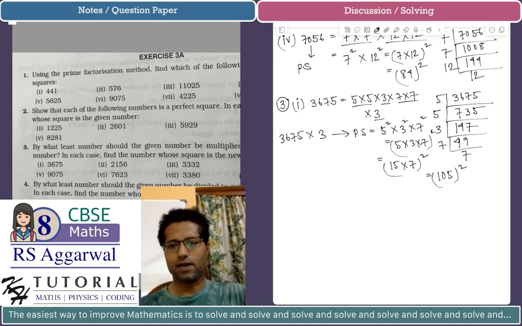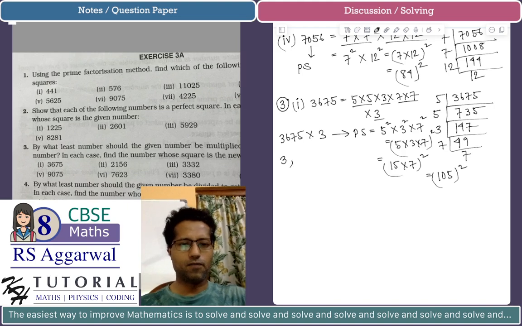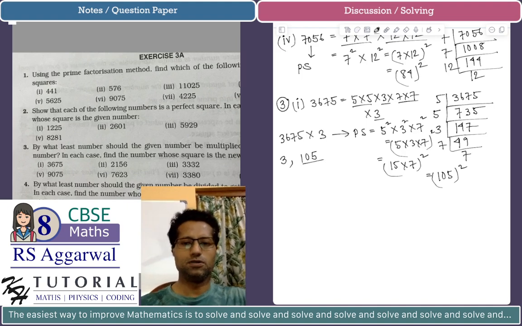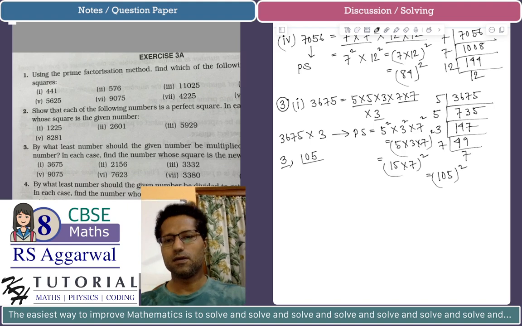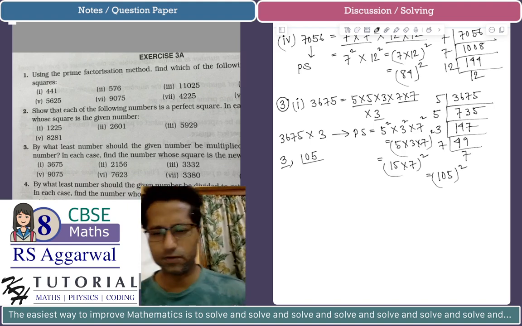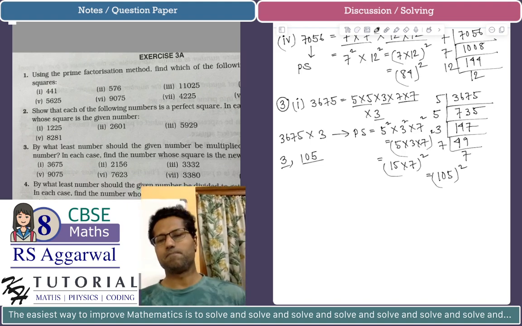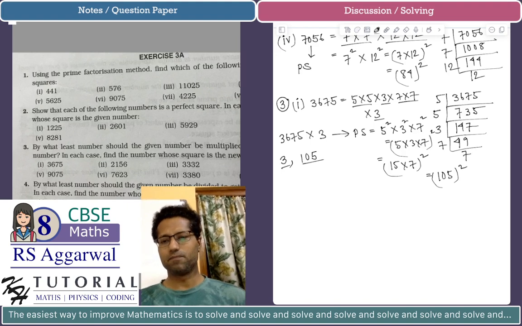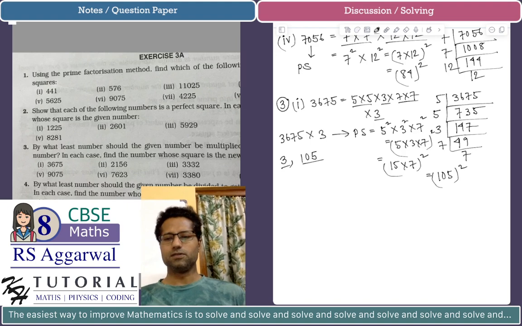So we were asked to find the least number, so the answer is 3, and to find the number whose square is the new number. So the number whose square is the new number is 105. These are the two answers that are asked. First we multiply the given number with 3, that will make a perfect square, and that perfect square is the new number, the square of 105.